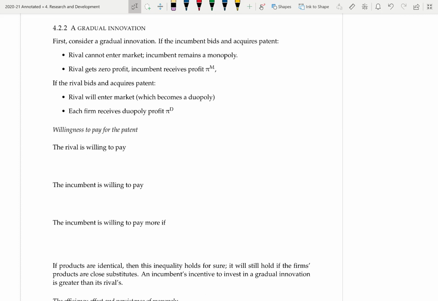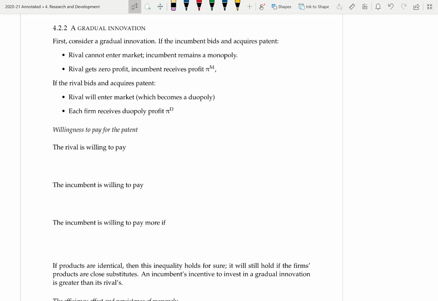If the incumbent firm bids and acquires the patent, then the rival is not able to enter the market and the incumbent will remain a monopolist. The rival will get zero profit and the incumbent firm will still receive the profit, pi m. On the other hand, if the rival bids and acquires the patent, then the rival will enter the market. The market will become a duopoly. Because this is a gradual innovation, both firms will coexist in the market, producing their different products. Each firm will then receive a duopoly profit, pi d.